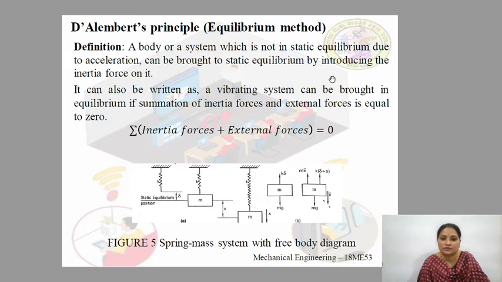The equation of the equilibrium method can also be written as: a vibrating system can be brought into equilibrium if the summation of inertia forces and external forces is equal to 0. So D'Alembert's principle can also be explained in another way, that the summation of inertia forces plus external forces should be equal to 0.